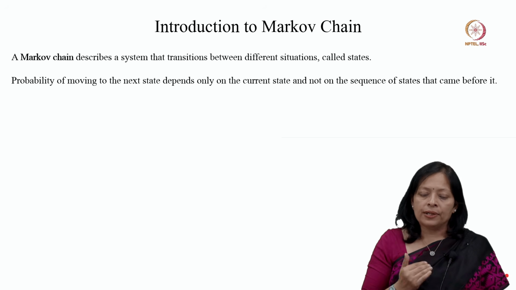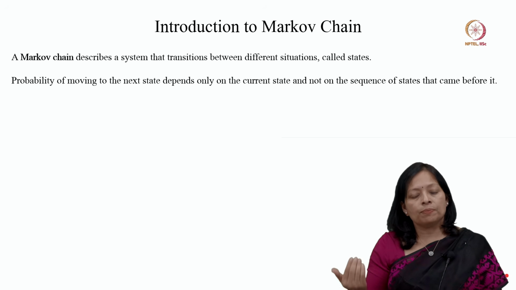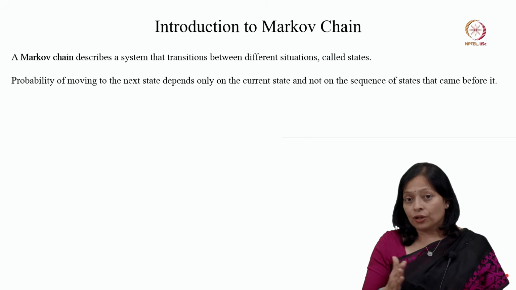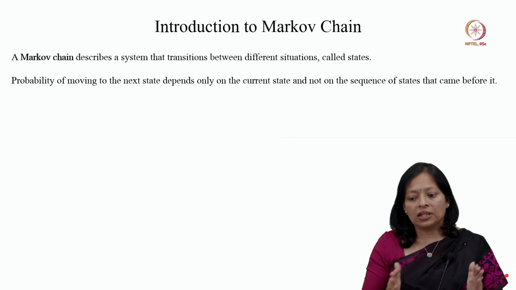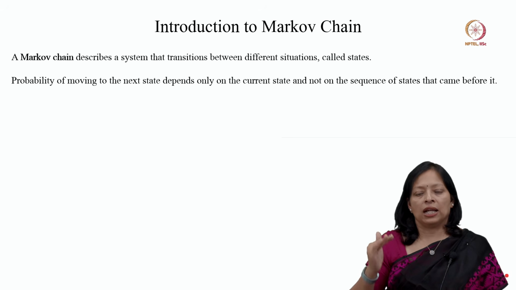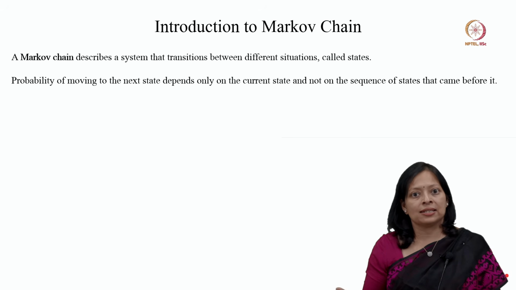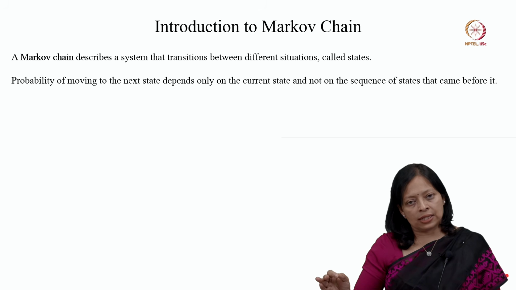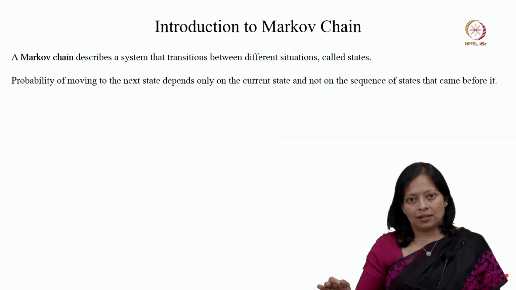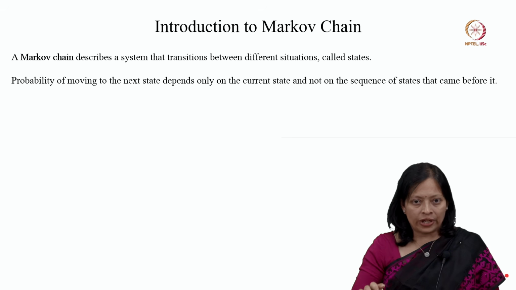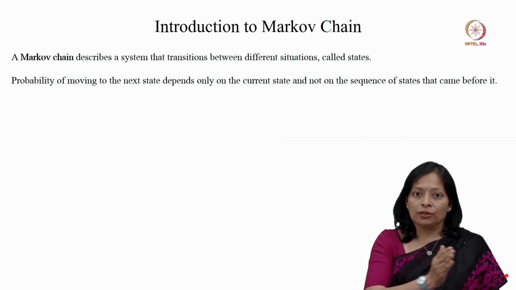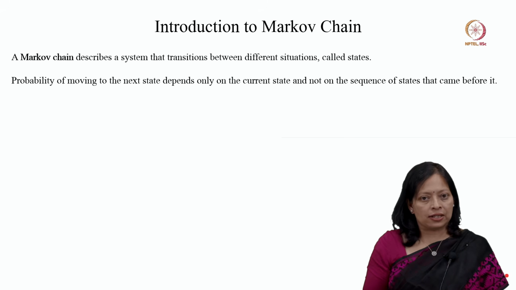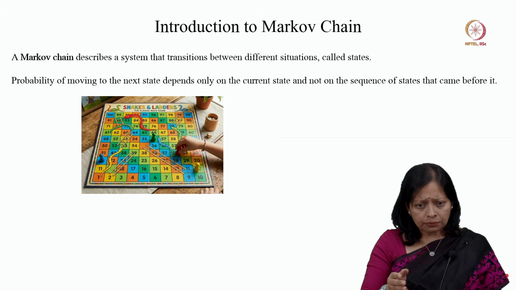Now, the probability of moving to the next state depends on the current state and not on the sequence of states that came before it. Suppose you are going from the (n-1)th state to the nth state. The probability of moving from the (n-1)th to the nth state will depend only on the (n-1)th state, not on states 0 to n-2.